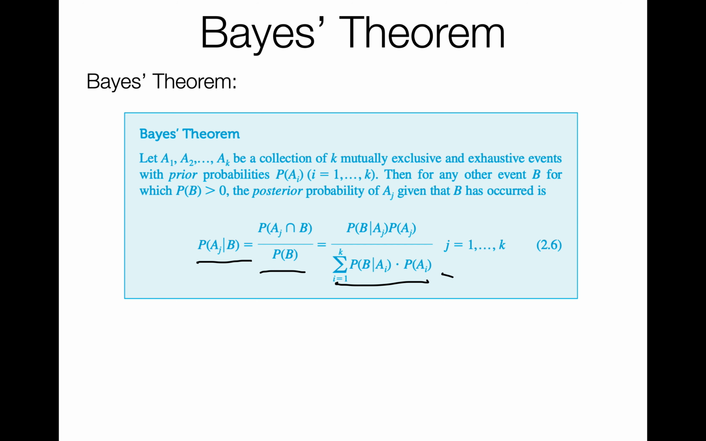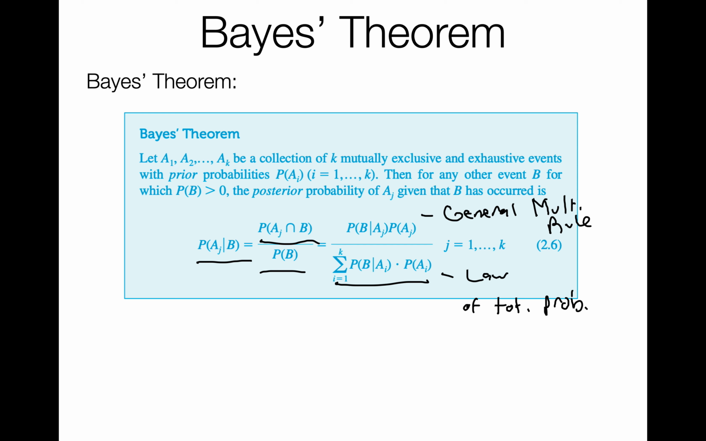This is the law of total probability there. That's the bottom. And then the top is the general multiplication rule coming into effect. A and B is the probability of B given A times the probability of A. That's the general multiplication rule right there. And so that gives us Bayes' theorem.